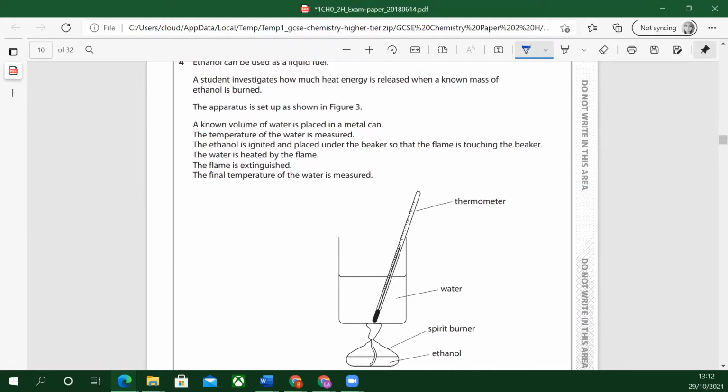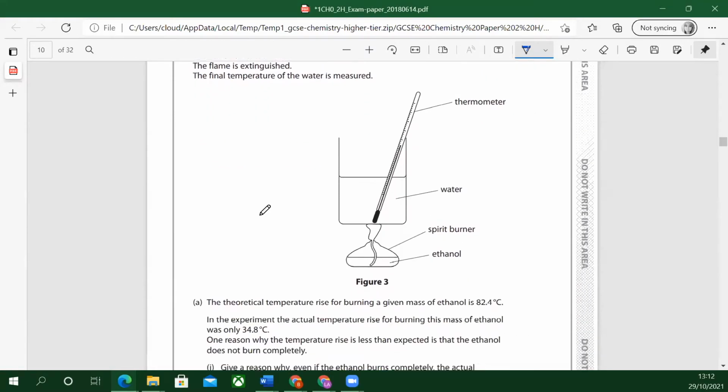The ethanol is ignited. Ethanol is in a spirit burner, like a glass container with a wick. The ethanol is ignited and placed under the beaker, so the flame is touching the beaker. The water is heated by the flame. The flame is extinguished. The final temperature of the water is measured.